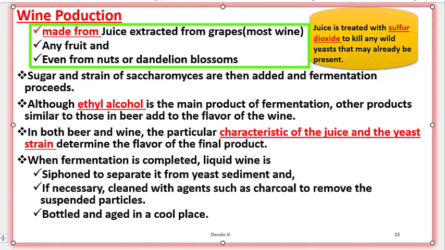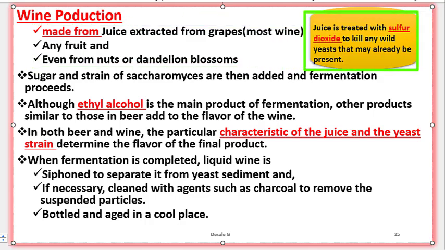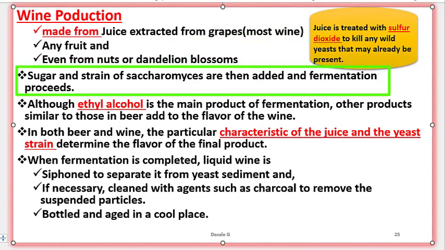Then, after harvesting, we need to select matured grapes and crush them to release the required amount of juice. Here, the juice should be treated with sulfur dioxide to kill any wild yeasts that may already be present. Sugar and a strain of Saccharomyces are then added, and the fermentation process can proceed. In the fermentation process, yeast begins to convert the sugars in the grape juice into alcohol and carbon dioxide. And this fermentation process lasts from a few days to several weeks.